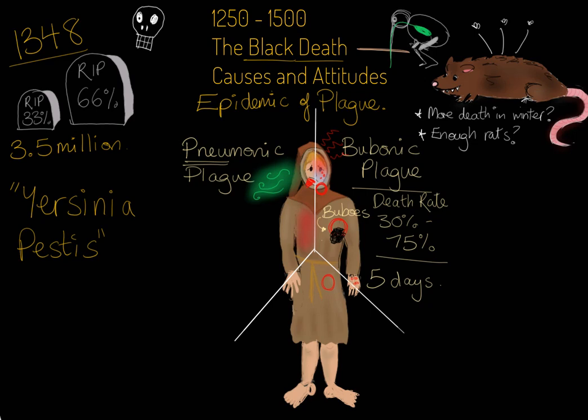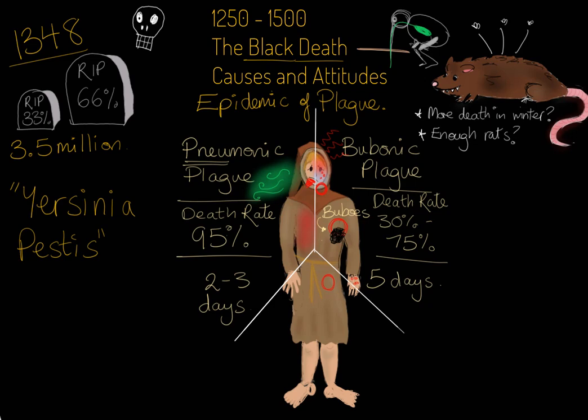The death time for pneumonic plague was 2 to 3 days. That's how long it took to kill you. And the death rate was apparently 95%. It was higher than bubonic plague, and there was less chance of survival. So out of every 20 people who caught pneumonic plague, only one would be lucky enough to survive.